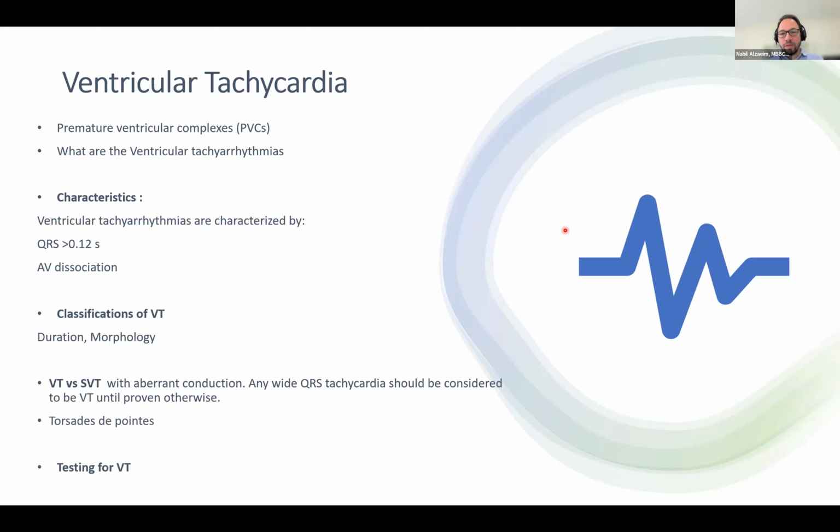Differentiating VTAC from SVT with aberrancy is usually not easy, and it is very important because the management will be different. VTAC is more common than SVT with aberrancy. You will see that in the hospital, particularly in patients with structural heart disease, or those with an old MI and so on. So any wide complex tachycardia should be considered VTAC until proven otherwise.